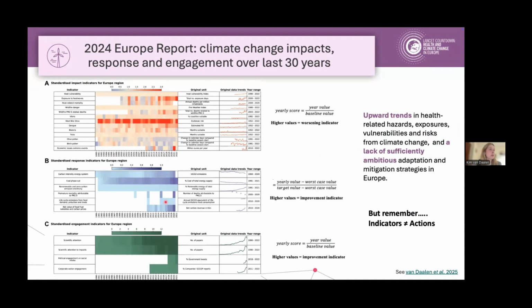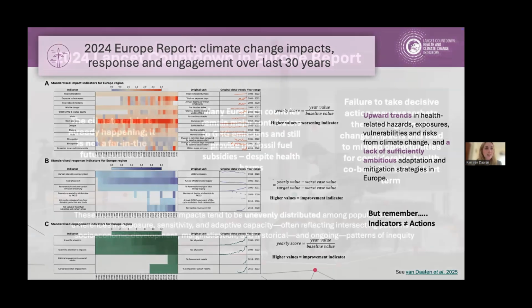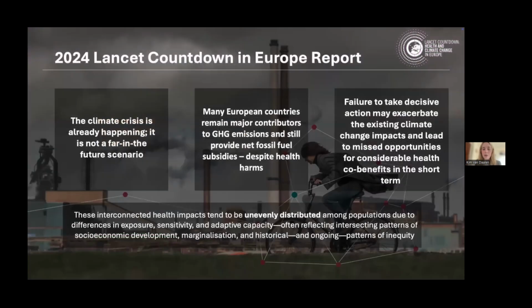We do see some promising developments, for example, reduction in premature mortality related to air pollution. And we also see that there's increased engagement of different actors with the climate change and health narrative. But remember, indicators are not actions. And I will come back to how we try to translate our findings. But first, the main conclusions of our last report were, of course, climate change is already happening.